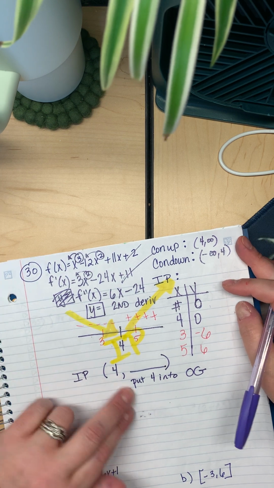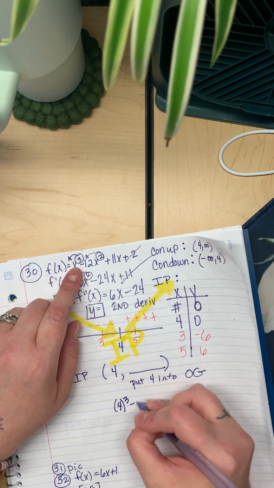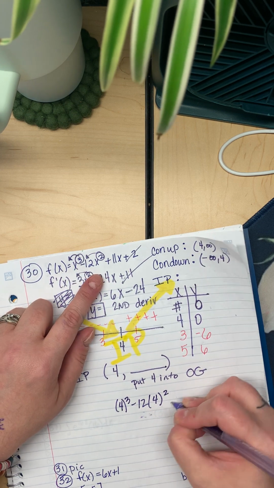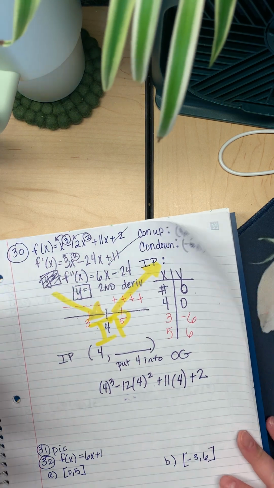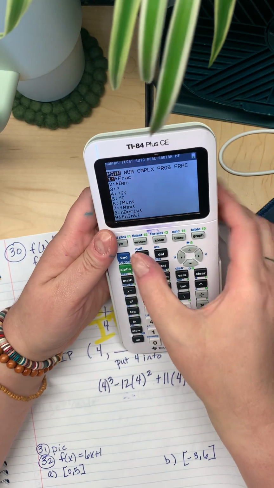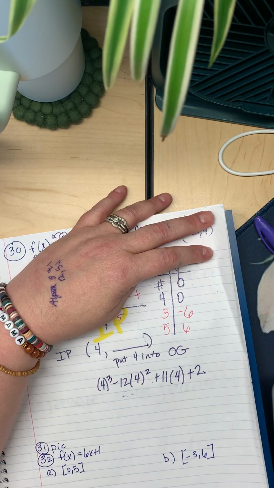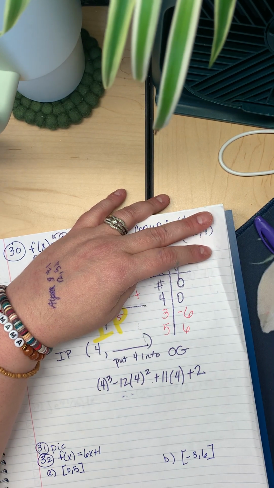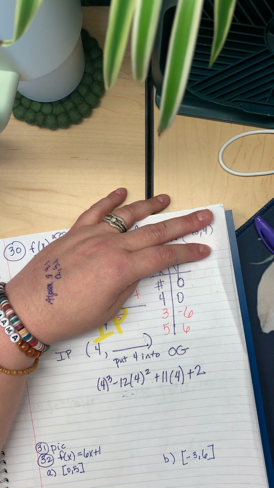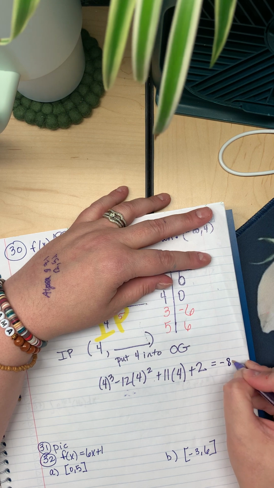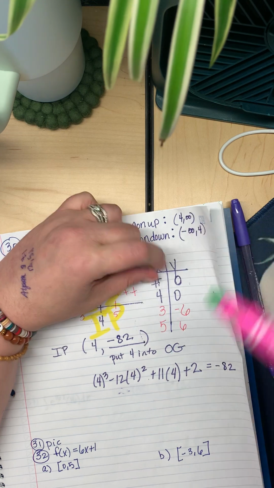So my original equation is way up here at the top. X cubed, so 4 cubed minus 12 times 4 squared plus 11 times 4 plus 2. And I'm not going to do that in my head. Let's put this in our calculator. Hey, I got negative 82. So your inflection point is at 4 comma negative 82.